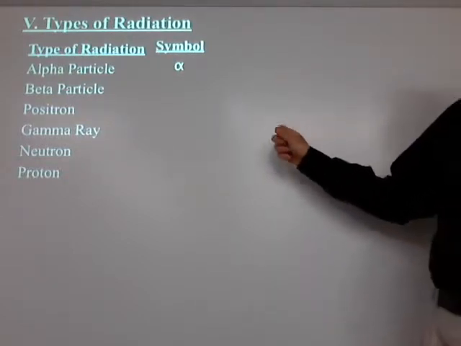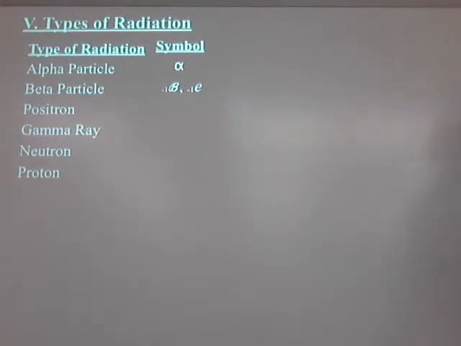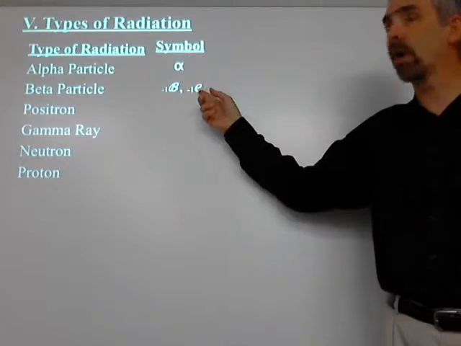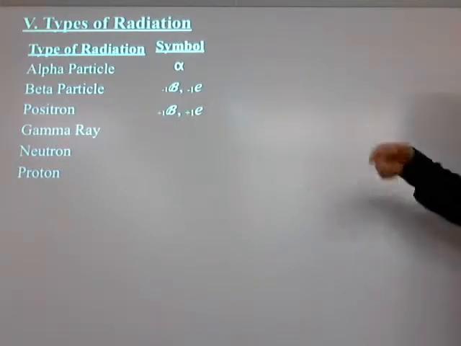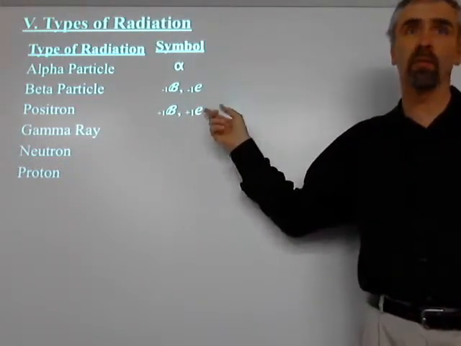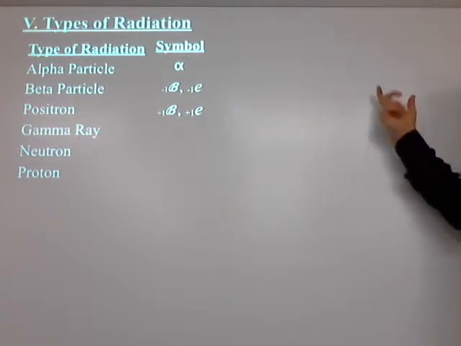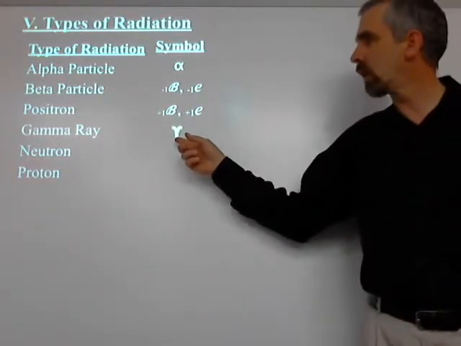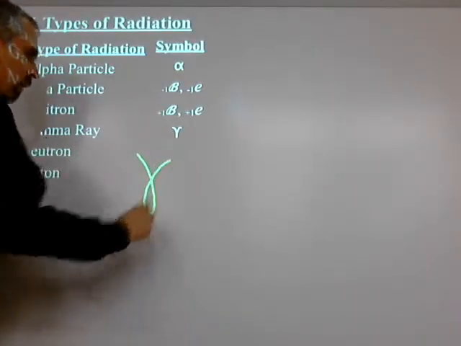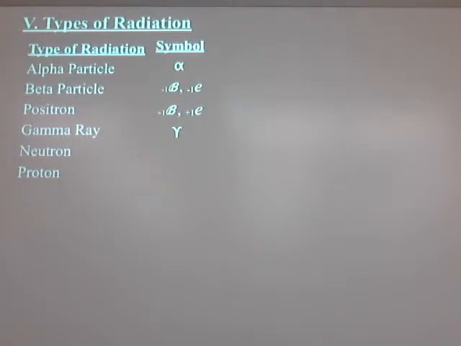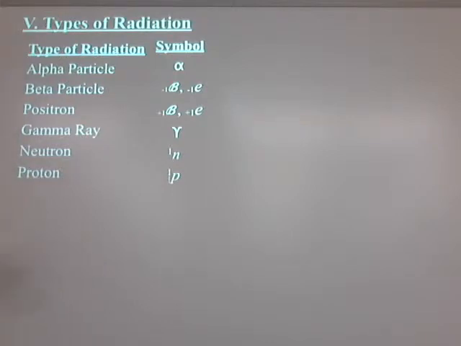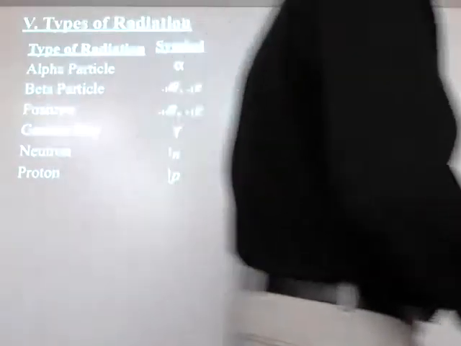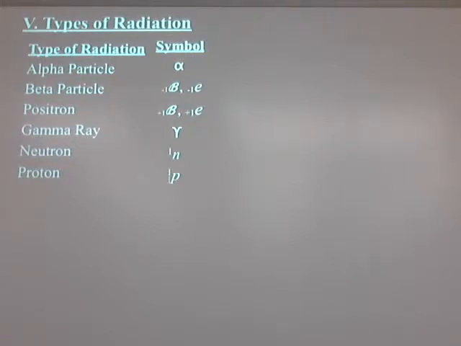All right, a beta particle looks like a B. It has a little -1 next to it. Or another name and symbol for a beta particle is an electron. A positron will be a +1 next to that B, or a +1 next to that electron. I'll explain these as I go over the description in a minute. A gamma ray kind of looks like a Y. Actually, it's not a very good picture, but it kind of looks like this. Okay. And a neutron and a proton are exactly what you'd expect them to be. They're a neutron and a proton, and you know what they are.